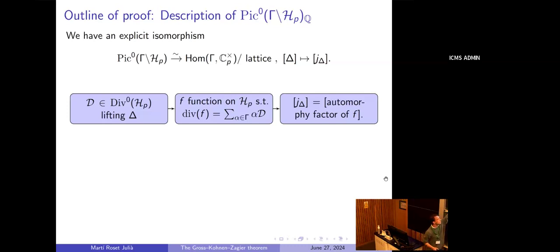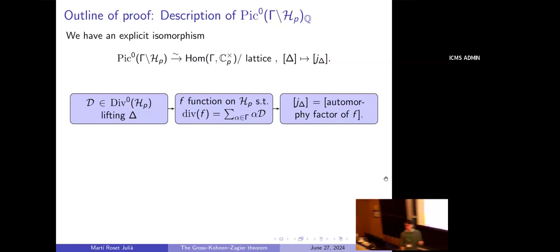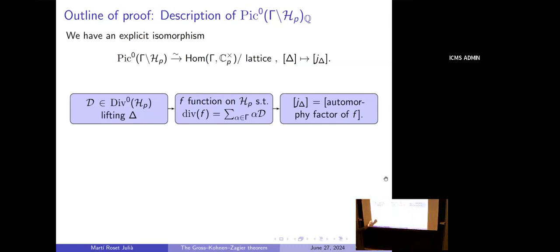You choose a lift to a divisor on HP. Now, using the functions that Mike introduced, this type of infinite products, we construct a function on HP that has divisor precisely all the gamma translates of my lift. And now I check if this function that we constructed on HP is gamma equivariant.